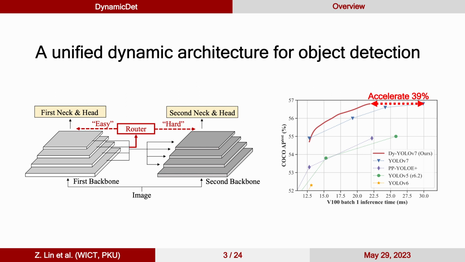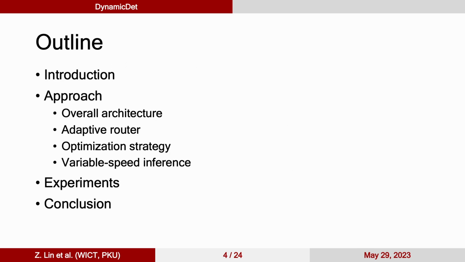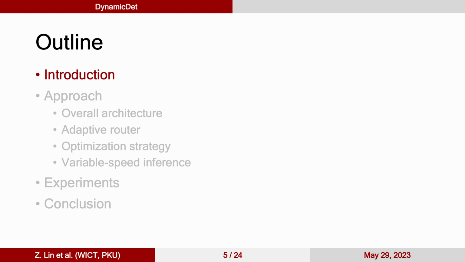In addition, we propose a hyperparameter-free optimization strategy and a variable speed inference strategy for DynamicDet. Extensive experiments show that DynamicDet can achieve a wide range of state-of-the-art accuracy-speed trade-offs with only one dynamic detector. Now, we will proceed to share detailed information about our work. The first part is the introduction.